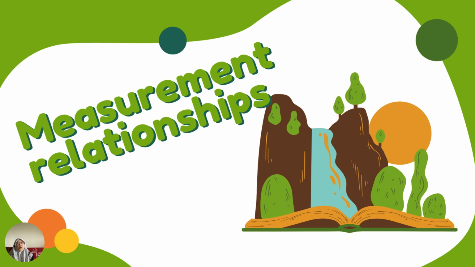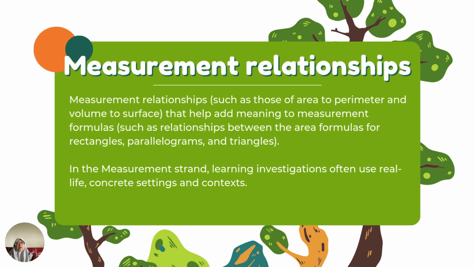Okay, let's move on to measurement relationships. Sorry, this is still key idea one. Key idea one consists of attributes and then measuring tools and units, plus measurement relationships. Okay, let's take a look at this. Measurement relationships.